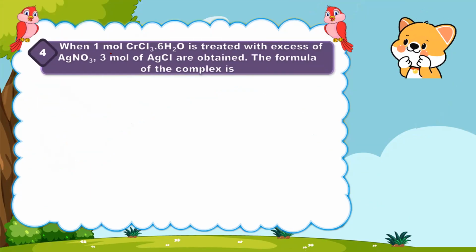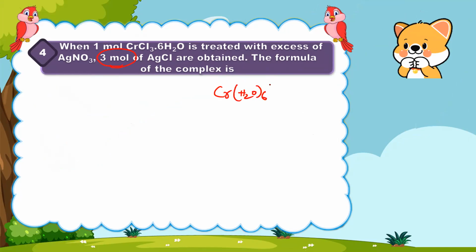When 1 mole of CrCl3.6H2O is treated with excess of AgNO3, 3 moles of AgCl are obtained. The formula of the complex is what? Based on the previous question, you can solve this question very easily. They're saying 3 moles of AgCl are obtained, which means that 3 chlorines are outside of the coordination sphere.